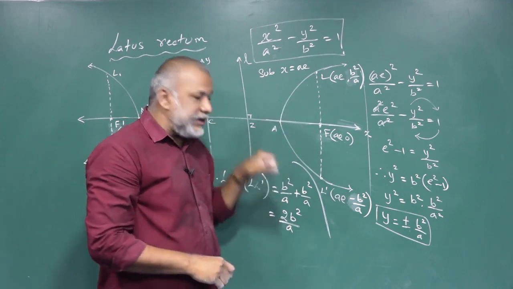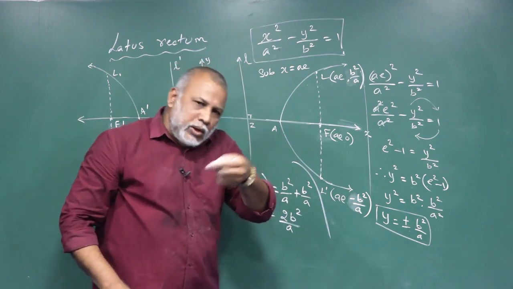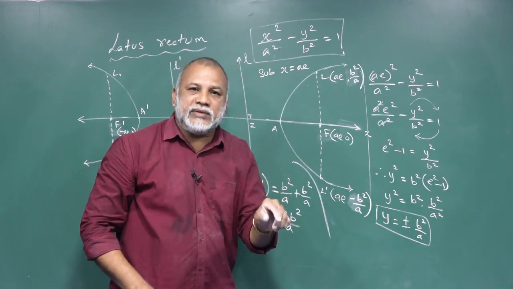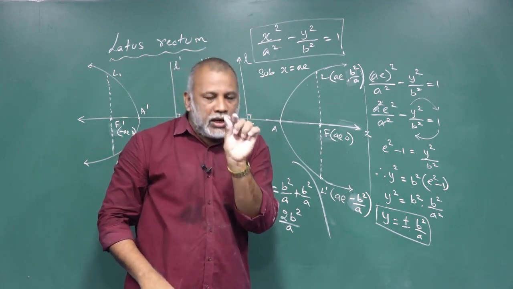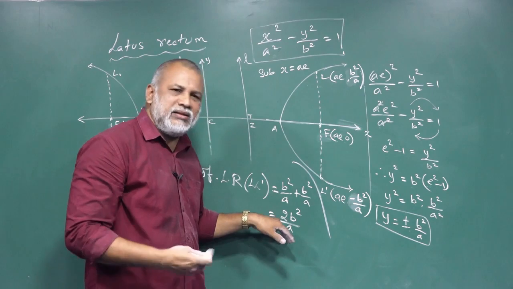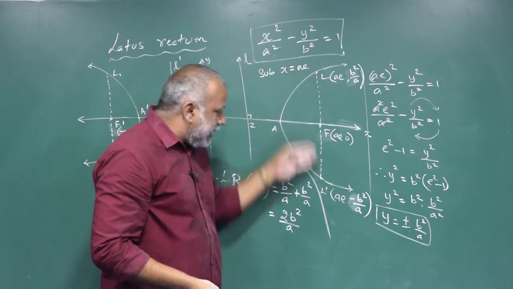But this is the theoretical explanation. So this is FL dash. One more question may be asked like this: what is the length of the semi-latus rectum? They are using only one simple extra word, semi-latus rectum. Many students are writing 2b squared by a. That is the length of the latus rectum, LL dash.